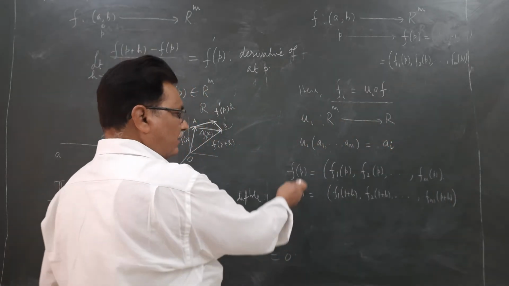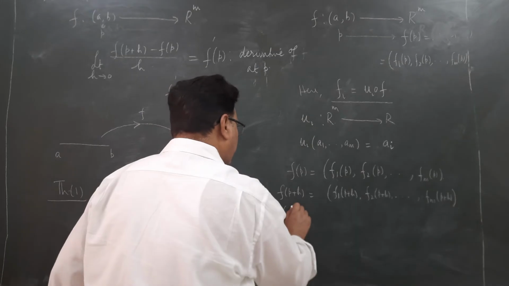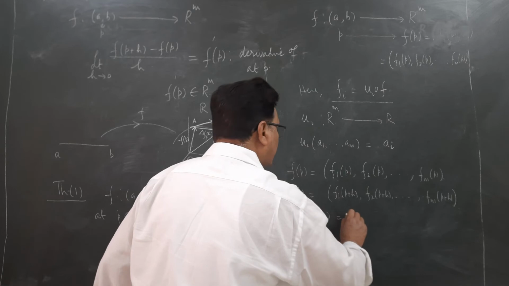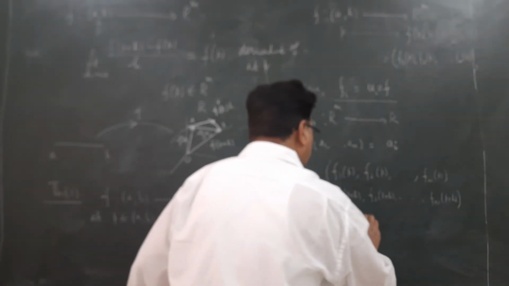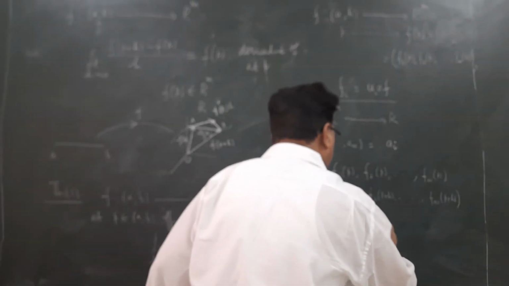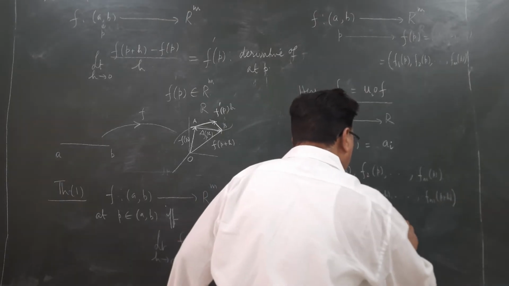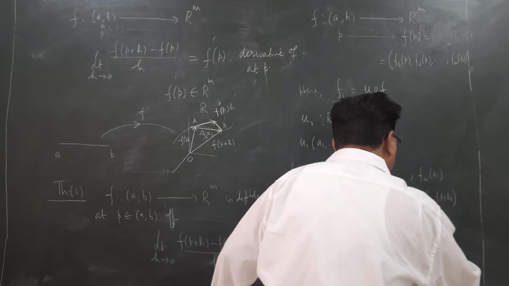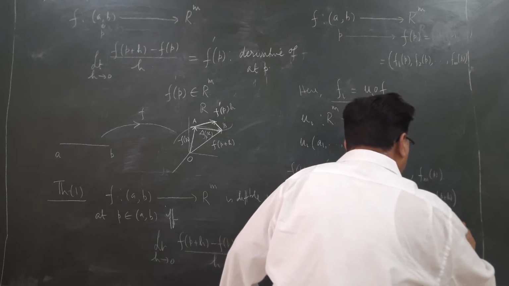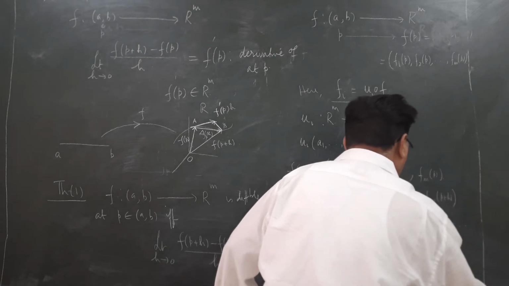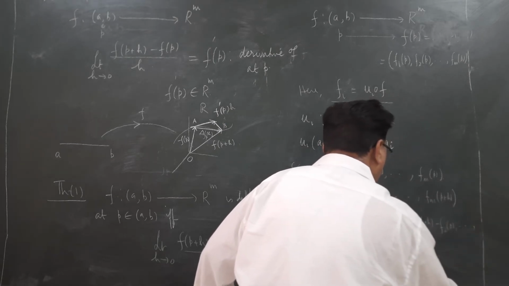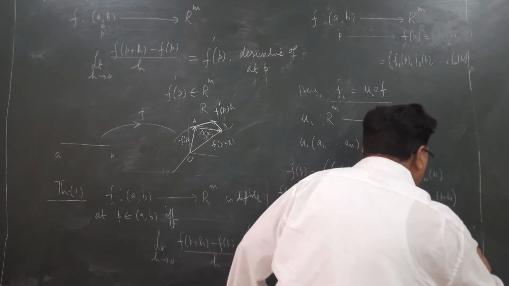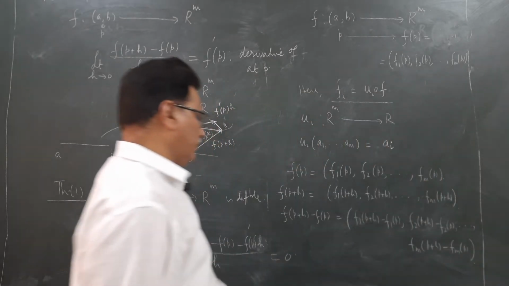If you consider the difference of the two, f of p plus h minus f of p will be equal to the slot-wise difference: f1 of p plus h minus f1 of p. In the second place, you will have f2 of p plus h minus f2 of p, and so on. The last one will be fm of p plus h minus fm of p. This is the m tuple.